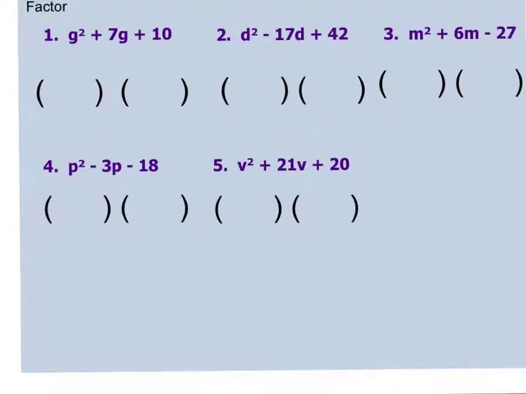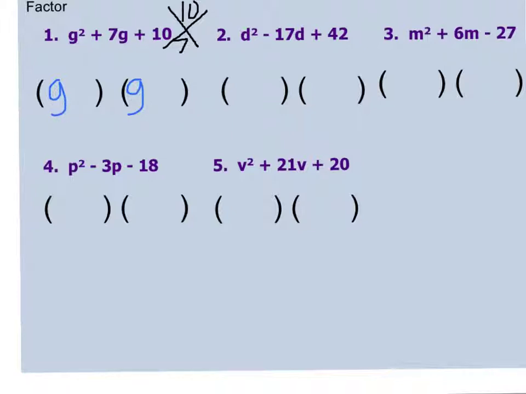We have 5 problems to get us used to how to do this. So here we have g squared plus 7g plus 10. Remember what we're doing. What multiplied to what is 10 but adds to 7? I'm going to place a g here and a g here. G times g is g squared.